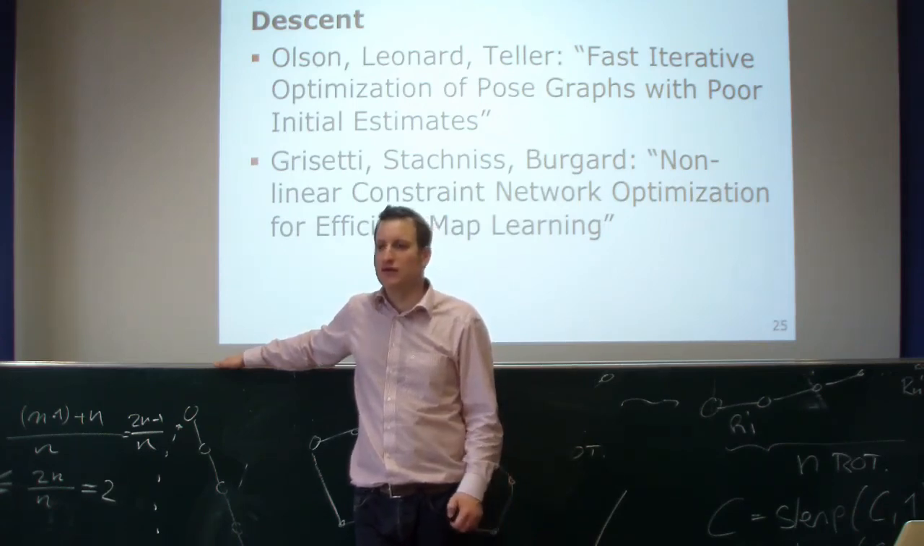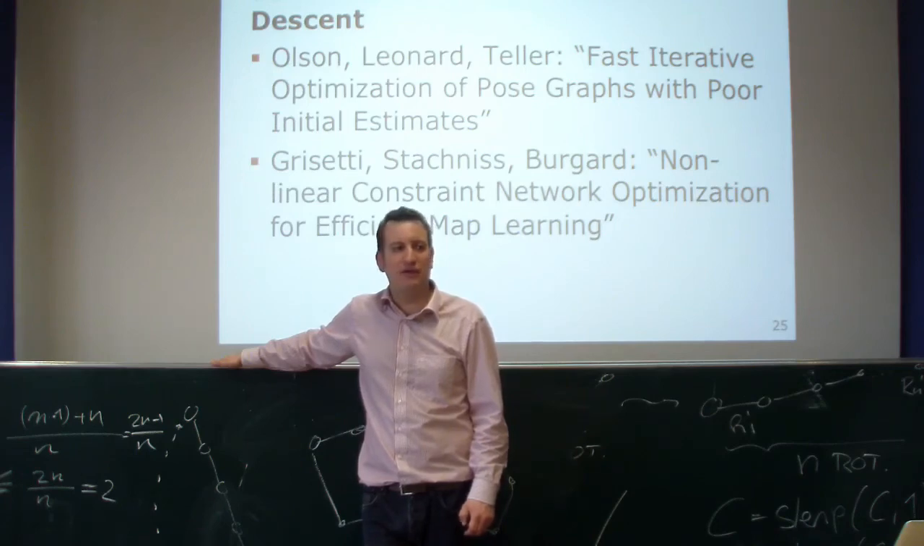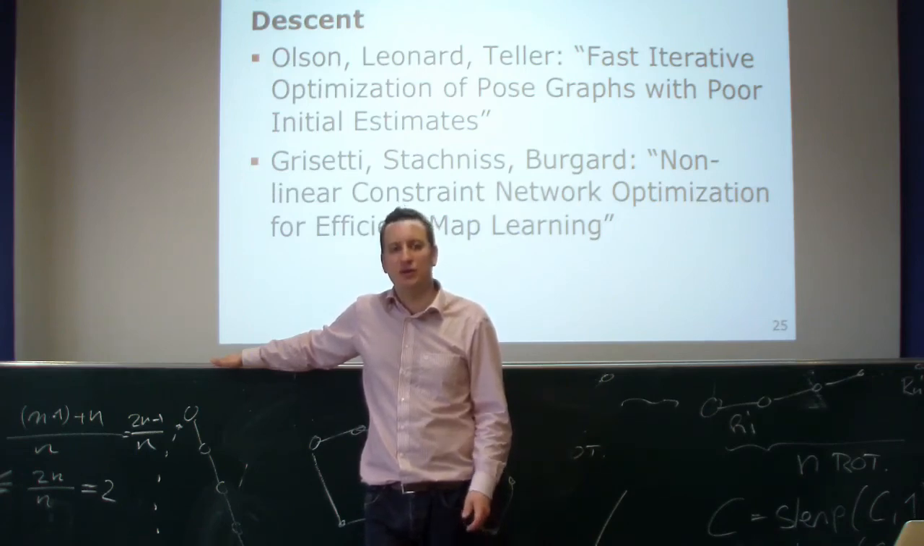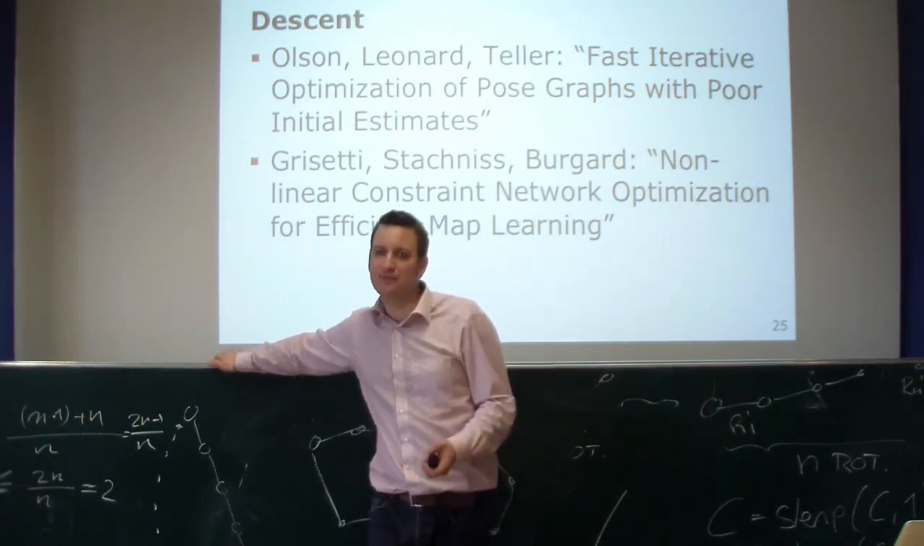Okay. Are there any further questions? Then I suggest we make a 5-minute break and then continue with front ends and how one actually does data associations, and how to actually get these constraints. Okay, thank you.